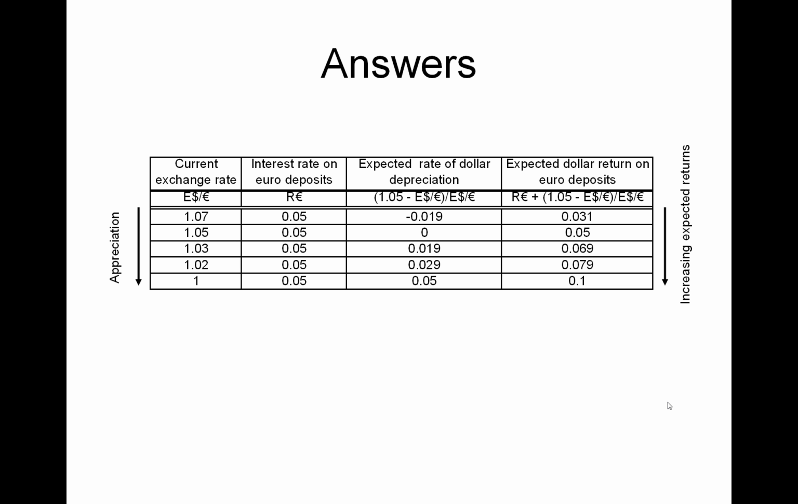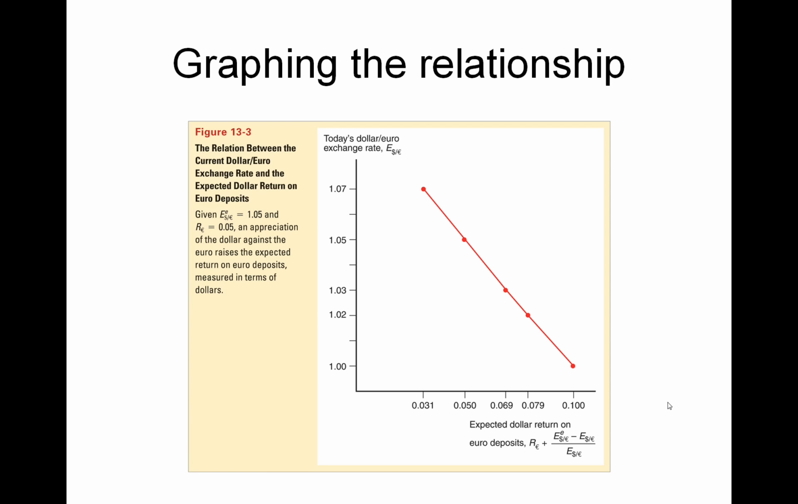And so we see that with the current exchange rate at $1.07 per euro, this is going to give us a return of about 3.1%. But as we go down, once we hit an exchange rate of $1 per euro, then the expected rate of return is 10%. And if you graph these relationships between the current exchange rate and the expected dollar return on the euro deposits, we get a negative relationship, which we can see here.